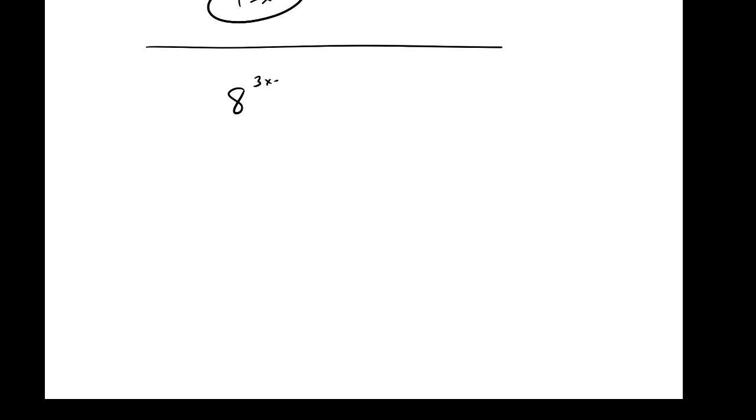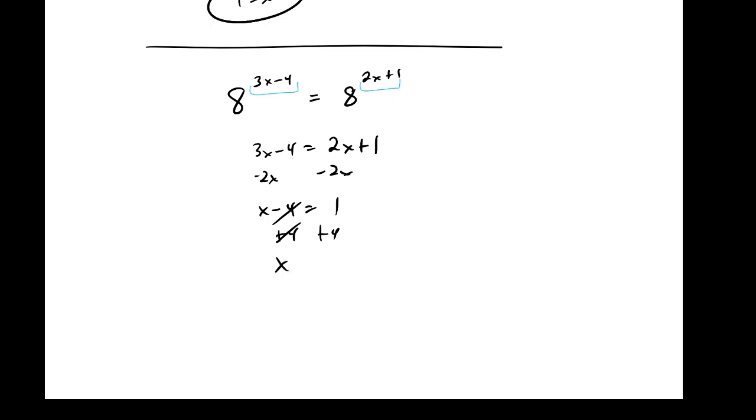So 8 to the 3x minus 4 is equal to 8 to the 2x plus 1. So we have these guys right here, right? These are going to be equivalents. So we have 3x minus 4 is going to be equal to 2x plus 1, okay? So minus 2x, right? x minus 4 is equal to 1, plus 4, plus 4. And these, again, are very straightforward linear equations that we have. Sometimes just 2-step, but rather straightforward.